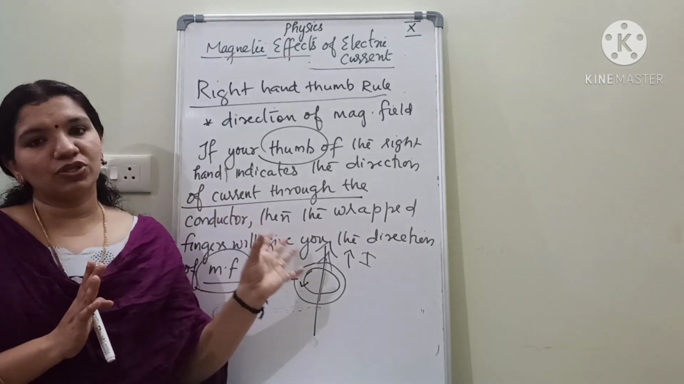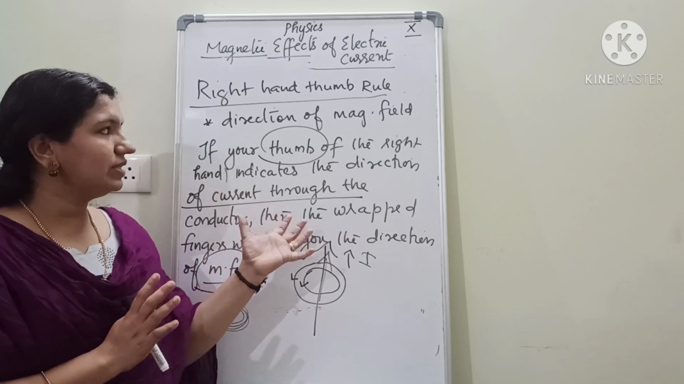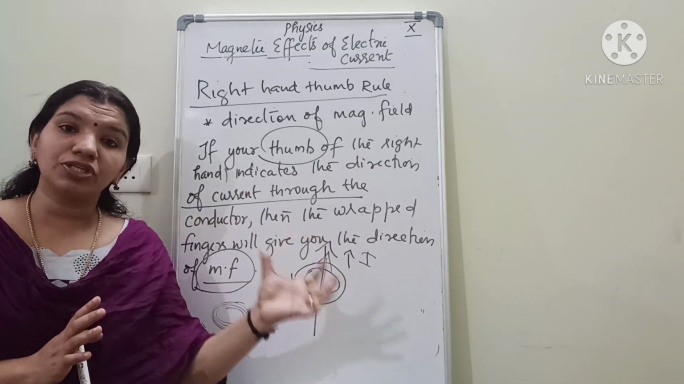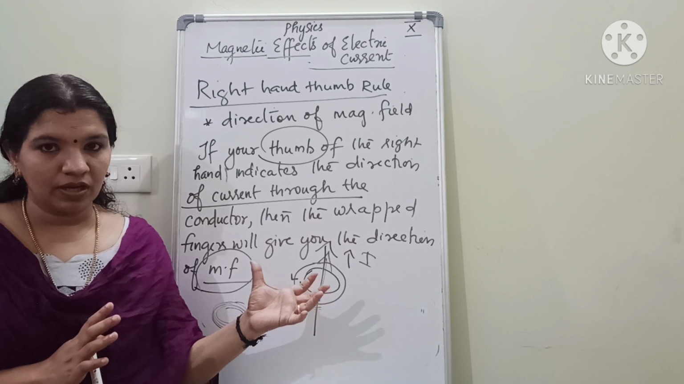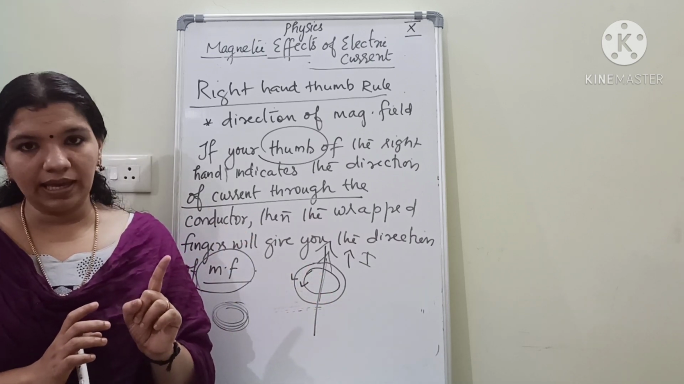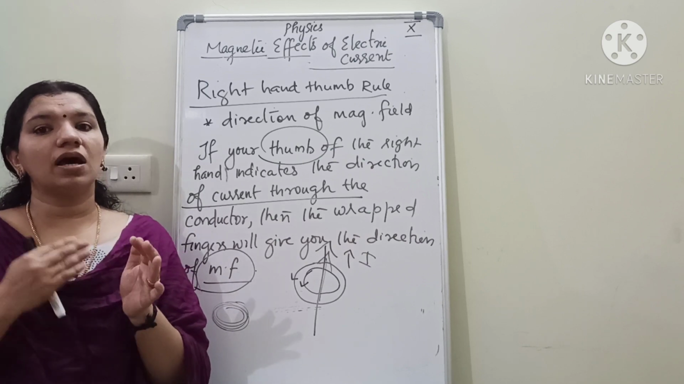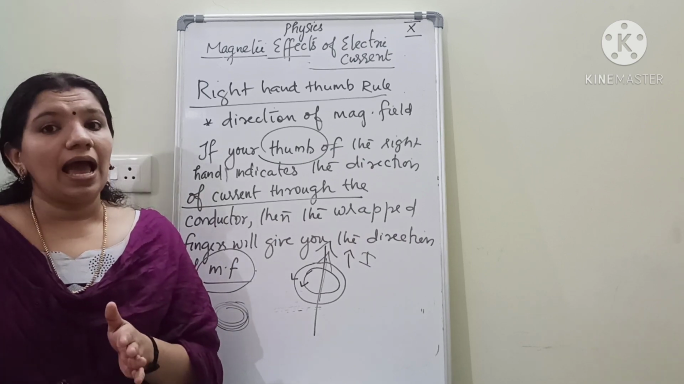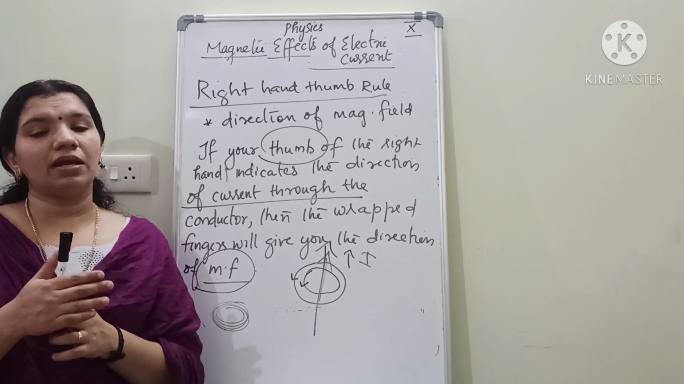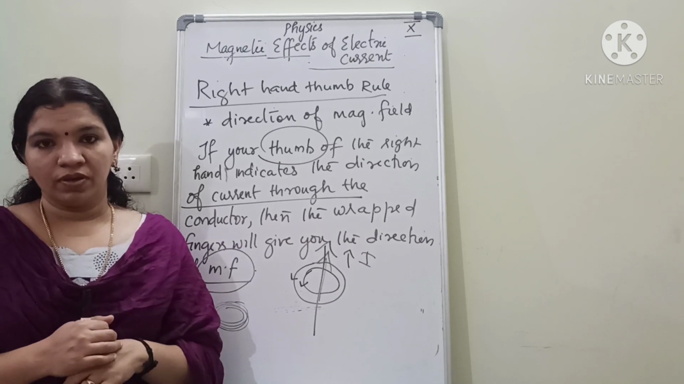It is one of the simplest rules in this chapter. We have to study two more rules, so be clear with this. This is used to find the direction of magnetic field. Which rule? Right hand thumb rule. For a straight conductor, the magnetic field lines are concentric circles and the direction of magnetic field can be found out with the help of the right hand thumb rule.